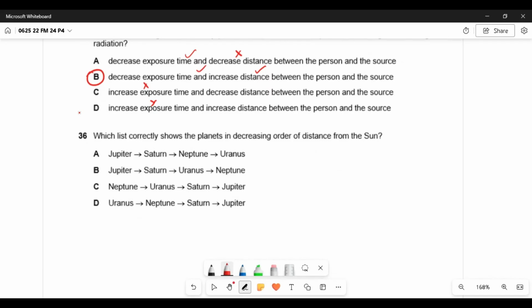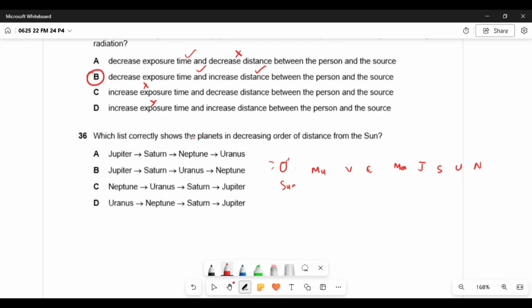Which list correctly shows the planets in decreasing order of distance? If we talk about the order of distance from the sun, so if this is the sun, which one is closer? The first one closer is Mercury, then Venus, Earth, Mars. This is Mercury, this is Mars, Jupiter, Saturn, Uranus, and Neptune. So, starting from Mercury, it is the closest.